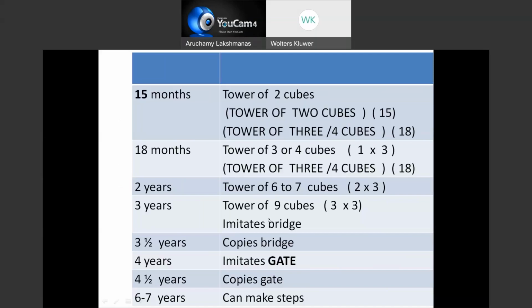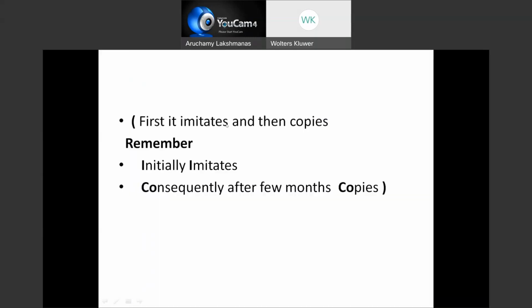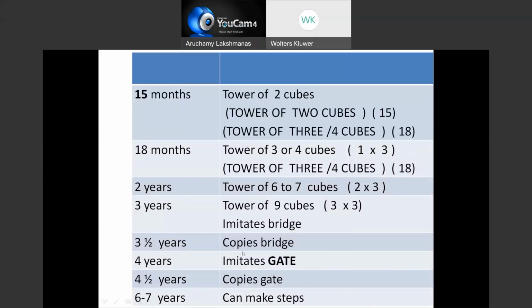imitating bridge. See, it is very simple. Just see the marker. This is one cube. This is one cube. We'll keep one more cube like this. So it will imitate a bridge like this. So then it will copy the bridge. So one point to remember, first it will imitate, then it will copy. Initially imitates, consequently after few months it will copy. So remember this. So coming here, it will imitate bridge by 3 years, 3.5 years copies bridge.